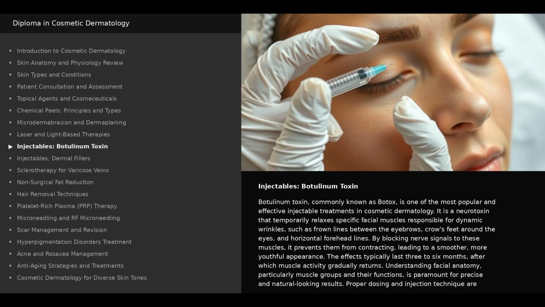The effects typically last 3 to 6 months, after which muscle activity gradually returns. Understanding facial anatomy, particularly muscle groups and their functions, is paramount for precise and natural-looking results. Proper dosing and injection technique are critical to avoid complications and achieve desired outcomes.